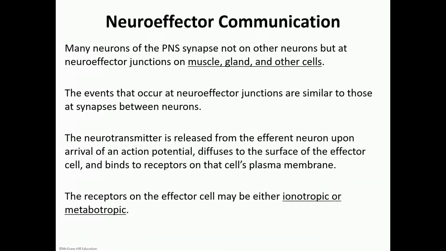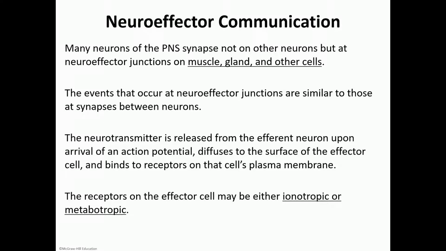So the neuroeffector communication, again, is the communication between a nerve and an effector. The effector is whatever is affected by that nerve. Again, it could be a muscle, it could be a gland, it could be another cell. And that junction is known as the neuroeffector junction. If it's between two nerves, we tend to name it a synapse. If it's between a nerve and a muscle, we can call it a neuromuscular junction, and so on.